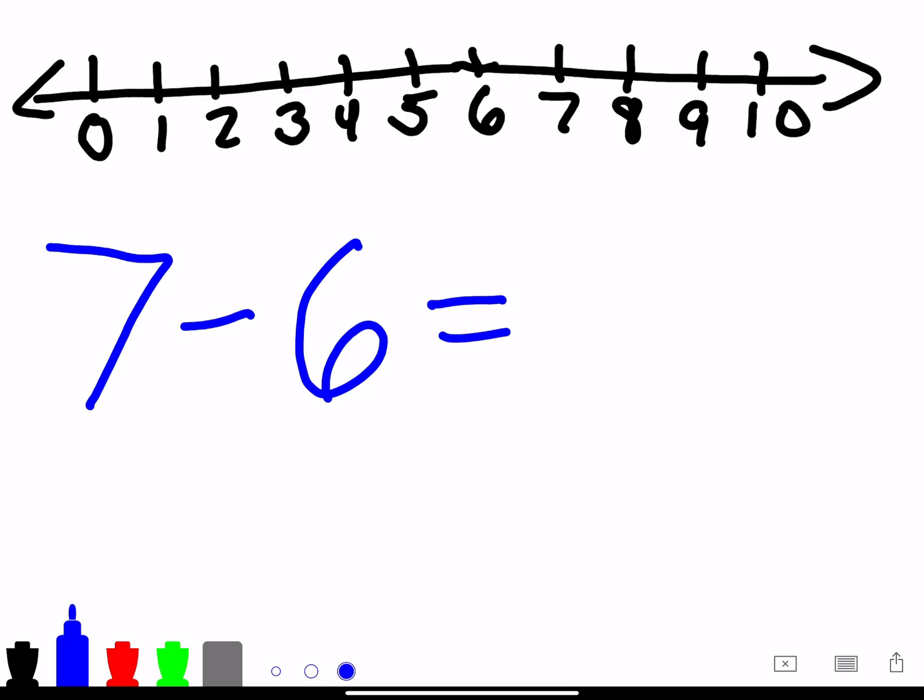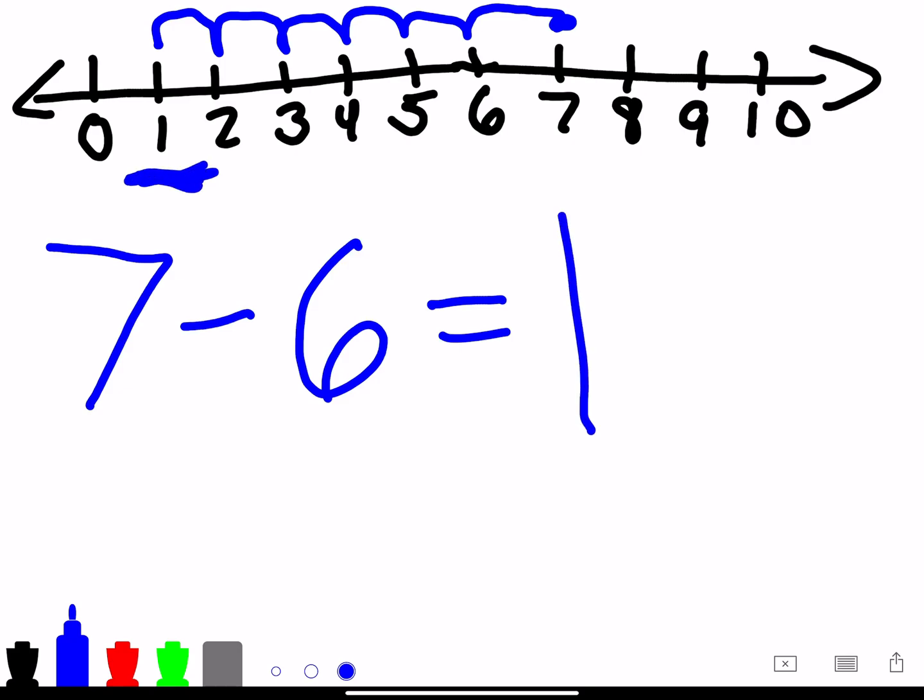equals what? So you see a problem like this and you're like, okay, we know 7 is bigger than 6. That's why it's written down first. And you're going to take away 6. So we're trying to figure out how many we have left over. So you're going to put your dot on 7. And then you're going to go back how many times? 6 times. So let's count. 1, 2, 3, 4, 5, 6. You landed on the number 1.